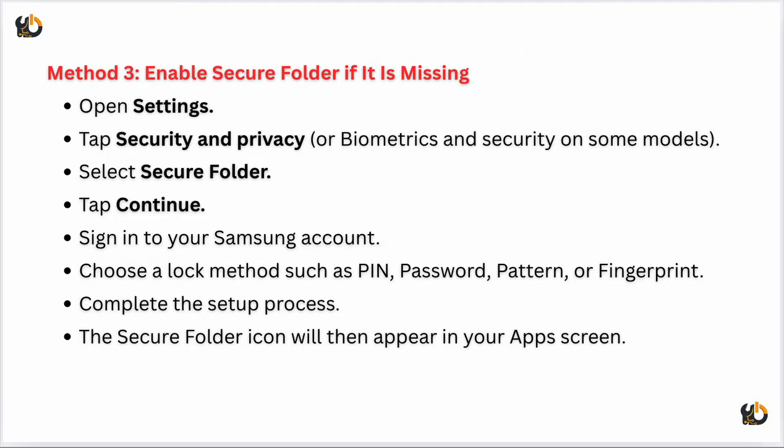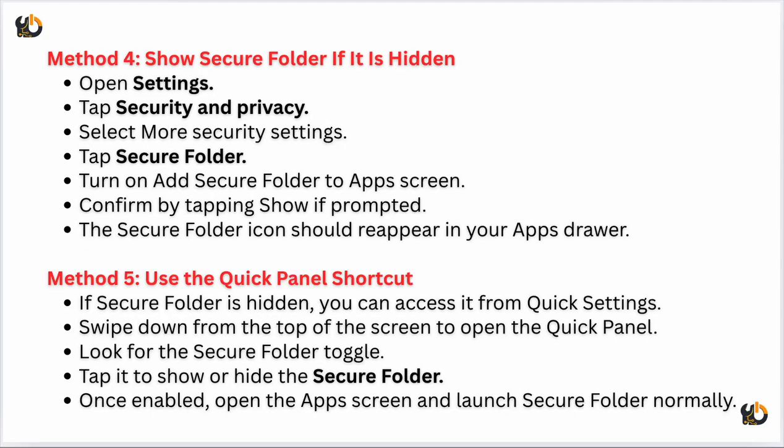Method 3. Enable Secure Folder if it is missing. So open the settings, tap Security and privacy, or Biometrics and security on some models, and select Secure Folder and tap on Continue. Then sign into your Samsung account, choose a lock method such as PIN, password, pattern or fingerprint, and complete the setup process. The Secure Folder icon will then appear in your app screen.